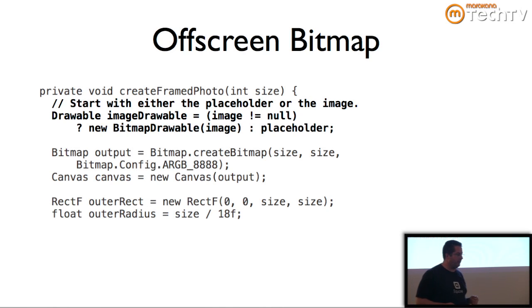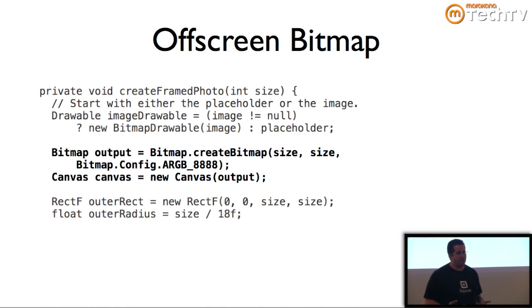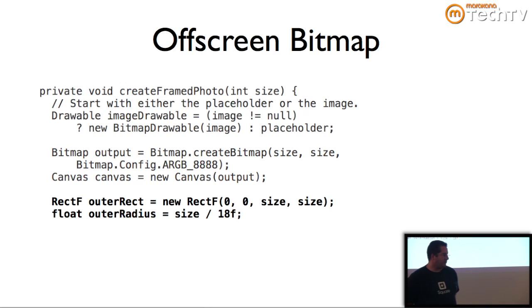Then we create the off-screen bitmap. You say create bitmap, you give it a width, a height, and a bitmap config. The config I pretty much always use is ARGB 8888. All that does is create a bitmap that has an alpha channel, so it supports transparencies. Then another little bit of housekeeping, I have to create a rectangle that matches the size of the bitmap. And then I compute the outer radius. So the corner radius, in this case, I take the size of the bitmap and divide it by 18.